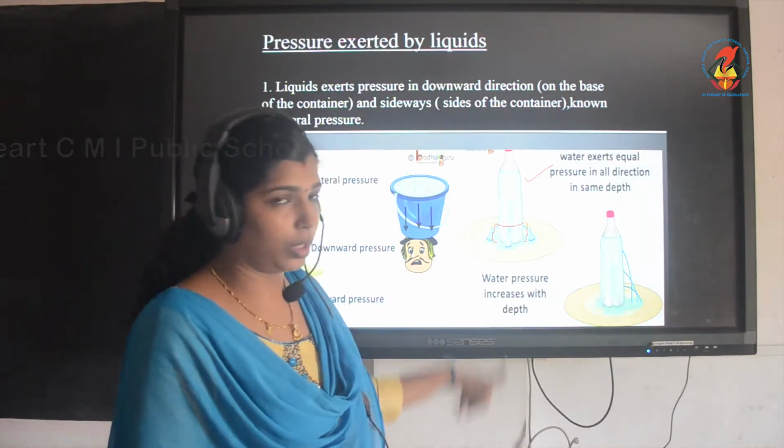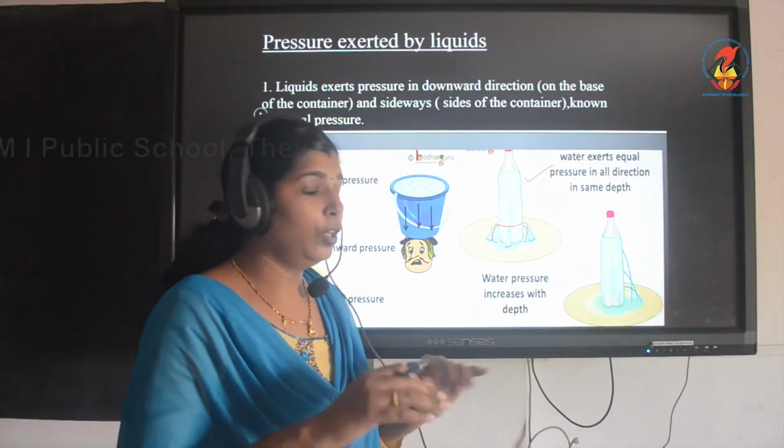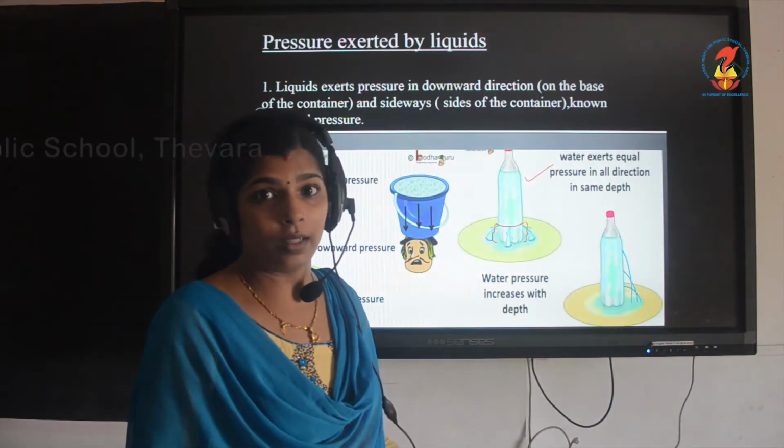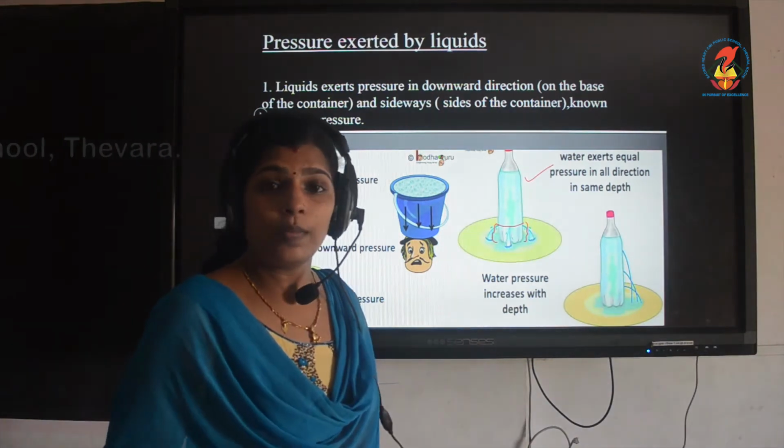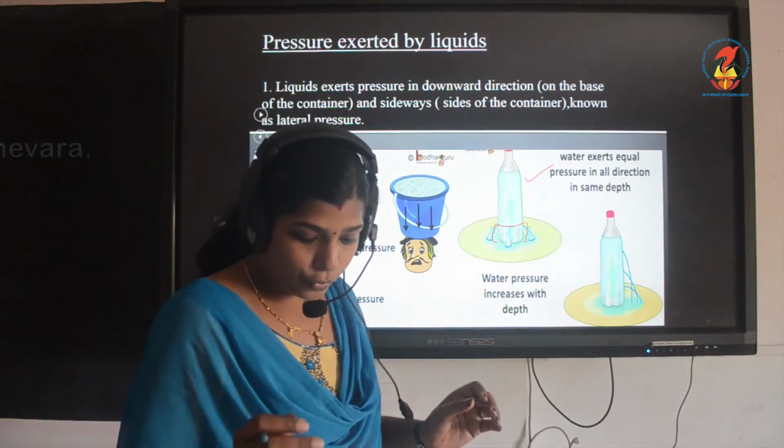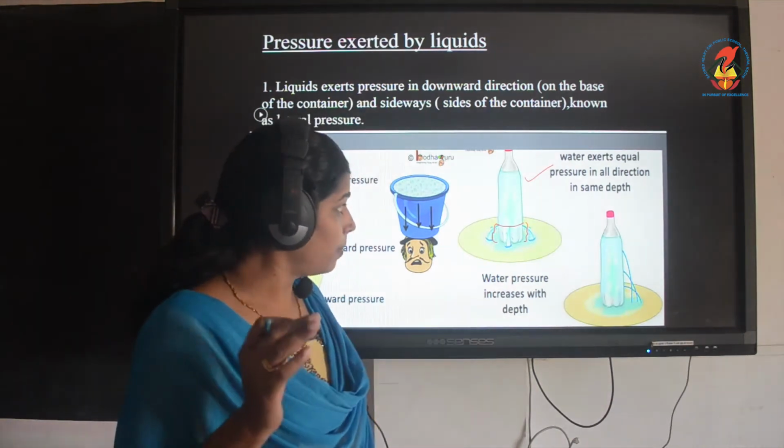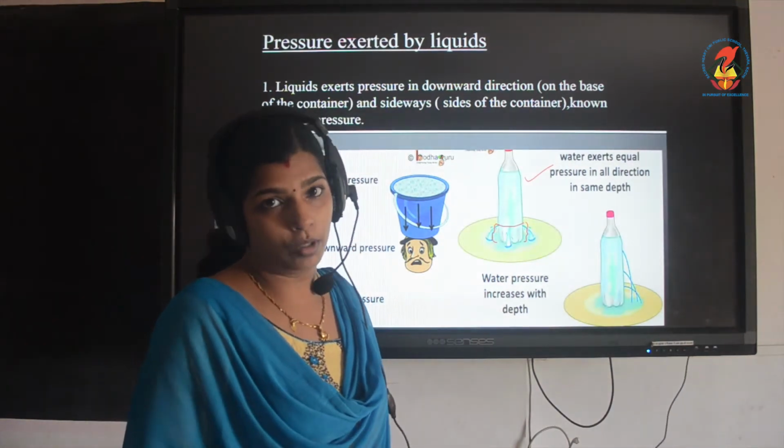Now you have to fill water. When you fill water, different streams of water will come out, and they fall at the same distance from the bottle.